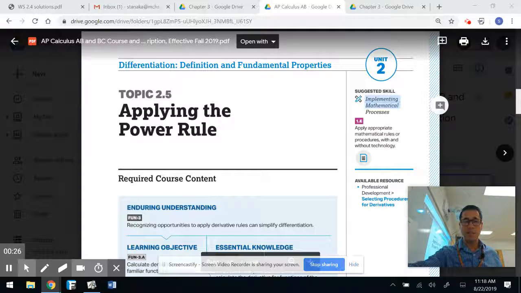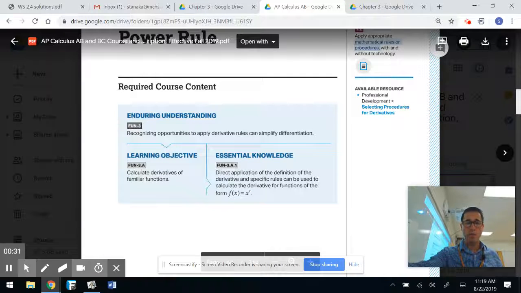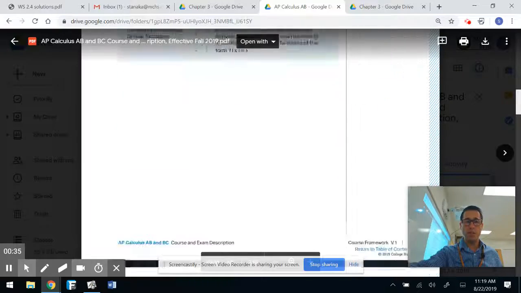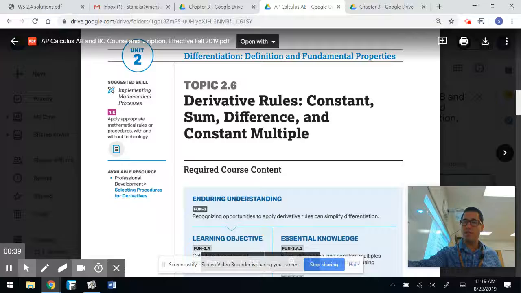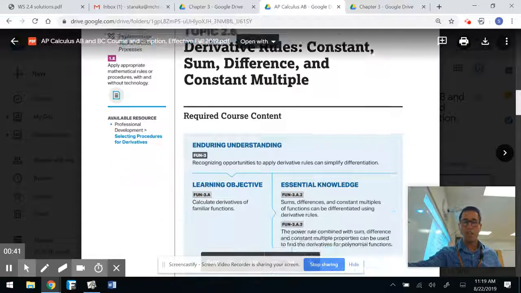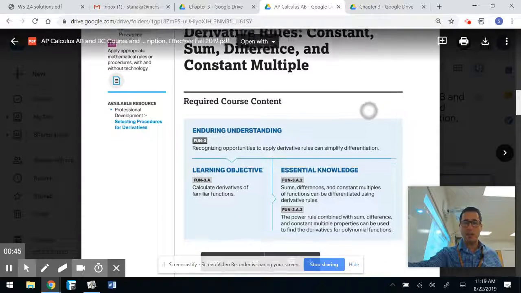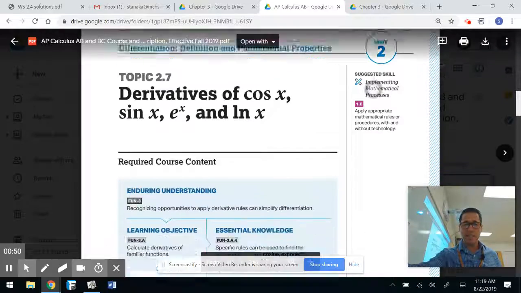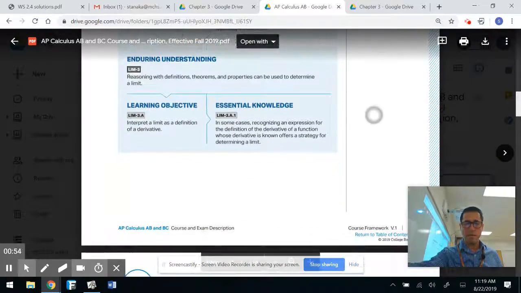Topics from the AP exam. Topic 2.5, applying the power rule. We learned the power rule for finding the derivative, which is to calculate derivatives of familiar functions. We're also going to do 2.6, which are some derivative rules for constant, sum, difference, and the constant multiple. That objective is also to calculate derivatives of familiar functions. We're not going to get into much trig yet.